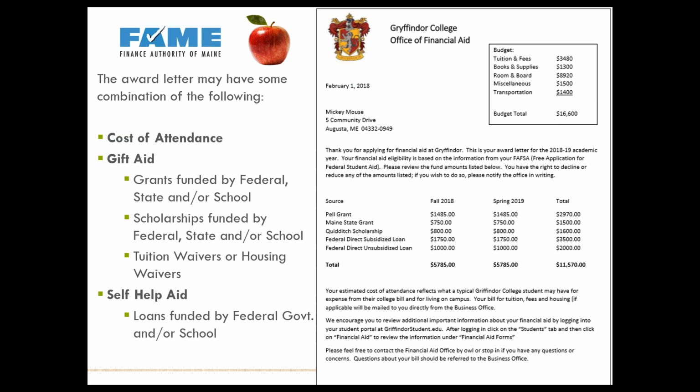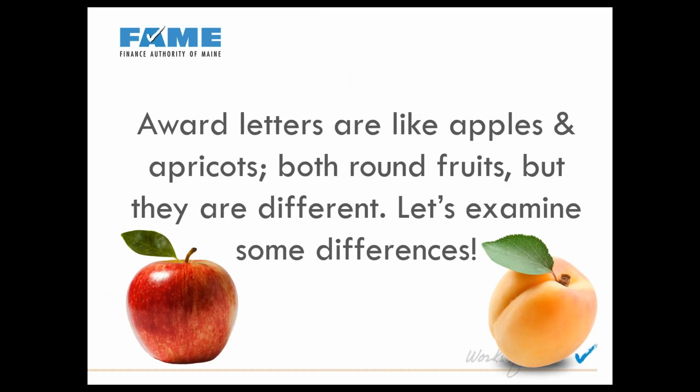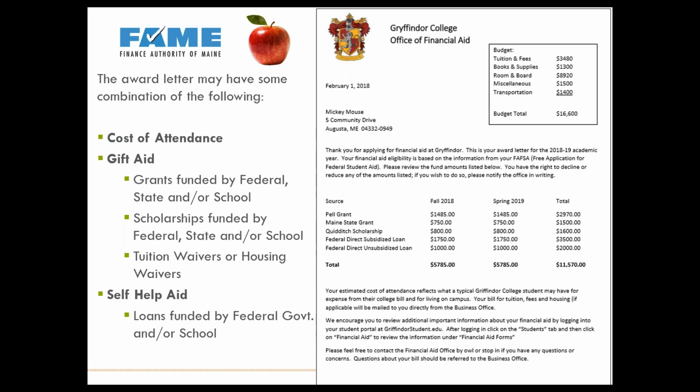Okay, so this example has a couple of features on it, so we're going to go through what that looks like. This one does show the cost of attendance. You'll see up in the corner there. It shows the tuition, fees, miscellaneous, transportation, so both the direct and indirect costs.